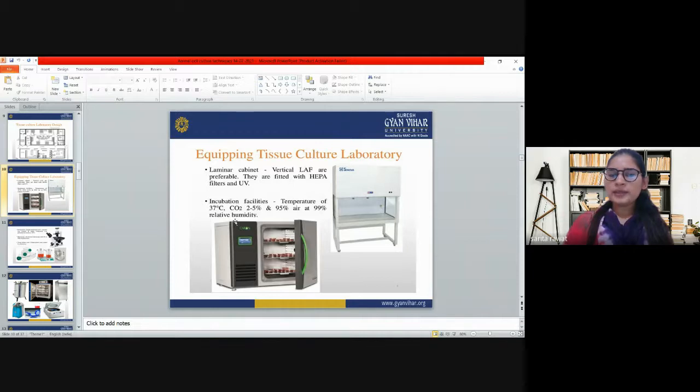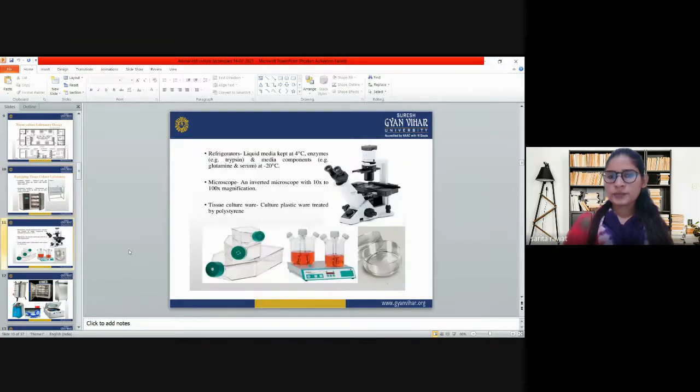Now the equipment that is used in the tissue culture laboratory are laminar cabinets. The vertical LAF is preferable, and they are fitted with the HEPA filter and UV filters. Incubation facilities: the temperature of 37 degrees, CO2 2 to 5%, and 95% air at 99% relative humidity. So as you can see, this is the equipment of laminar cabinet. Now the other thing is refrigerators.